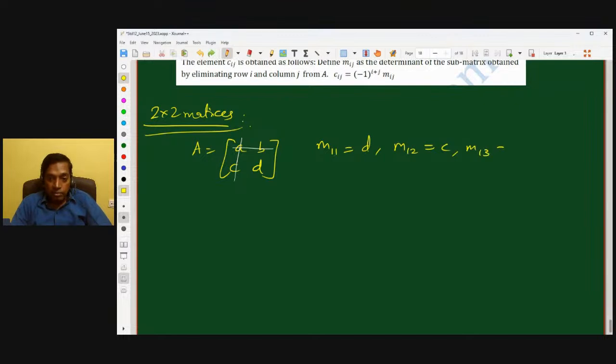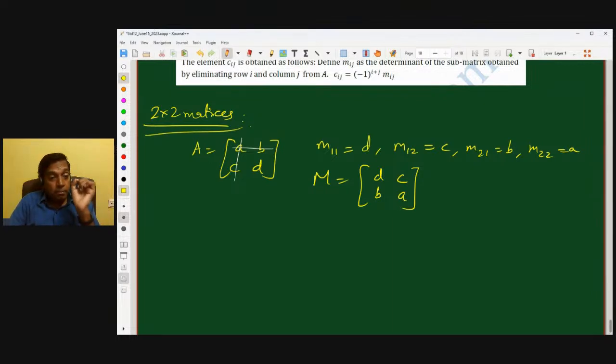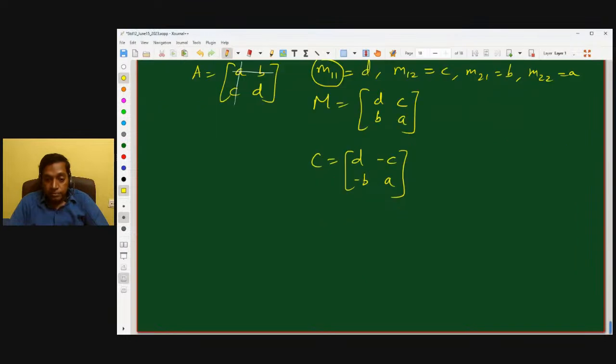M13 will be, sorry, M21 will be B, M22 will be A. So the capital M matrix will be D, C, B, A. Now remember, cofactor is minus 1 power i plus j times each of these. So for example, if it is M11, multiply by minus 1 power 2. So it will become D, minus C, minus B, A.